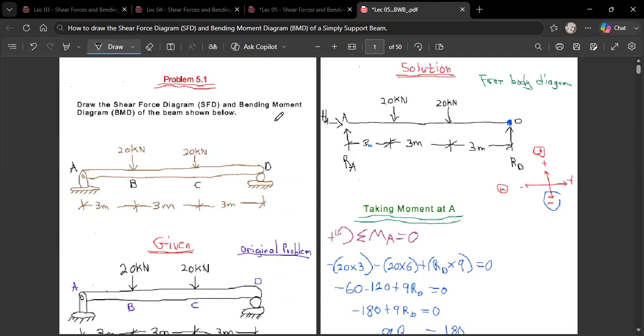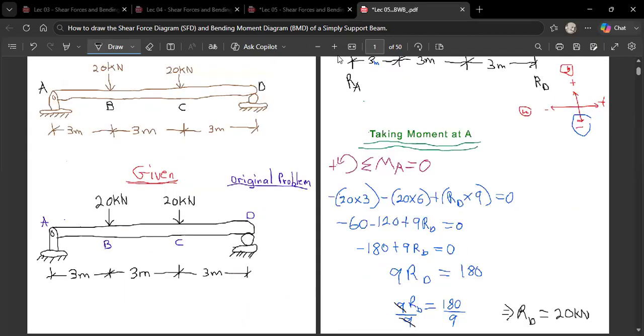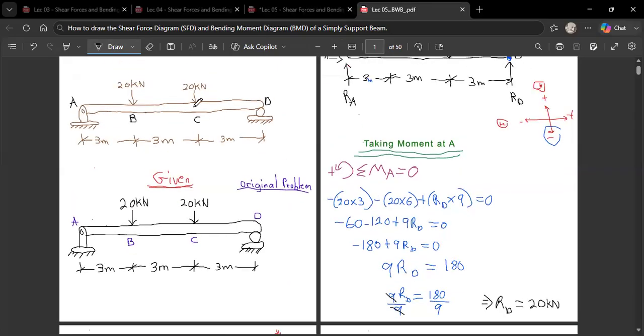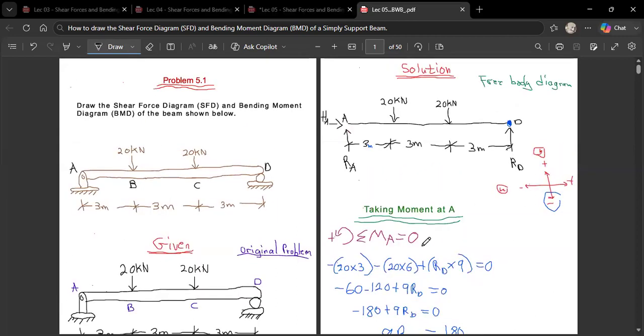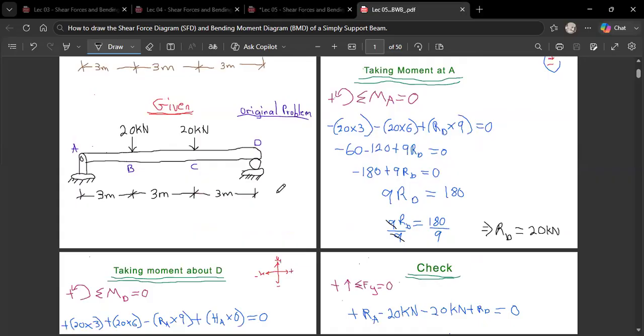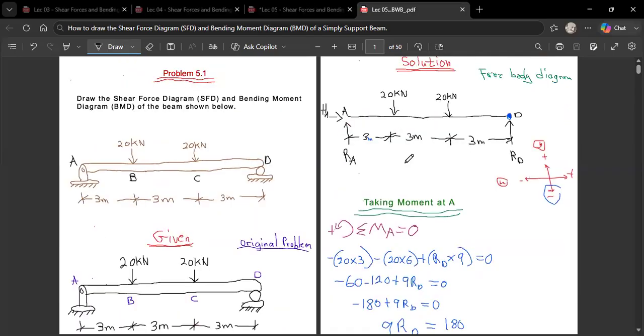The problem asks us to draw the shear force and bending moment diagram of this beam over here. First of all, what did we do? We calculated the reactions, which should be one of the things you always look out for. But even before you calculate the reactions, you draw the diagram again. That is your given. Then you draw your free body diagram again. That will be your given marks.